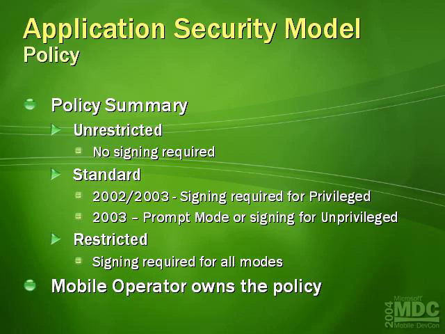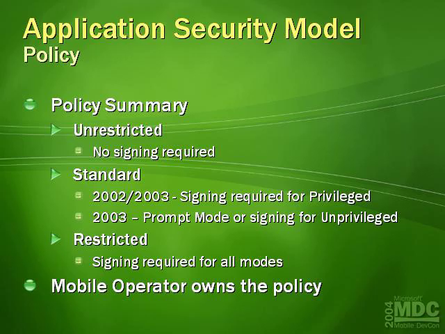Now, the mode in which your application runs is determined by the policy that's set on the device. And there are 3 sets of policies that we have for the smartphone: unrestricted, standard, and restricted. With the unrestricted policy, your application doesn't need to be signed to run in any mode. You basically can put whatever application you want on the device, and it'll just work. With the standard policy, if you want to run as a privileged application, your application must be signed.